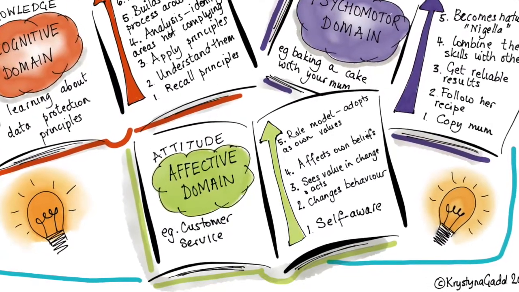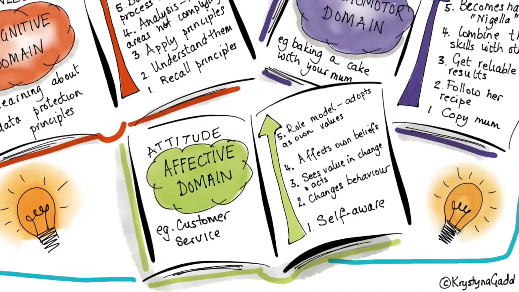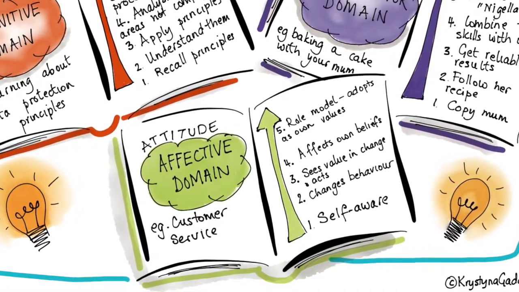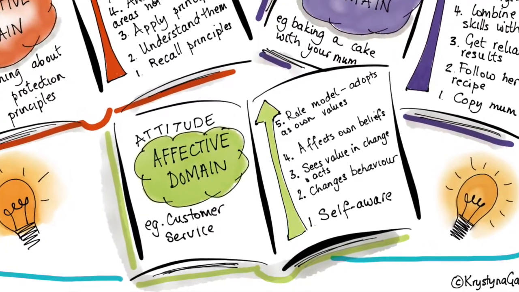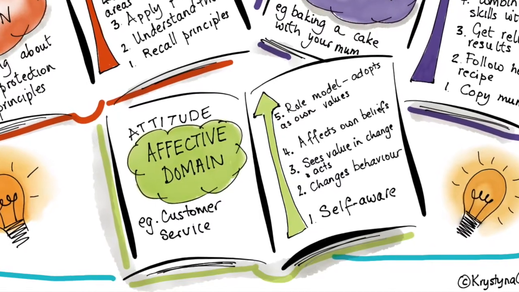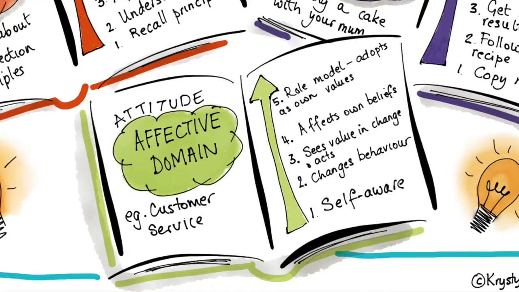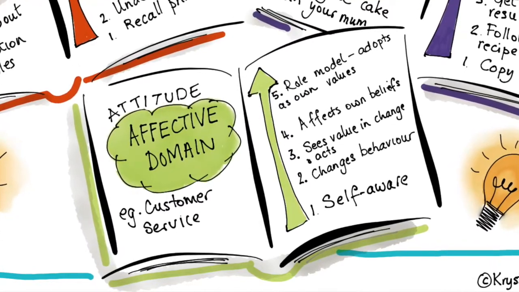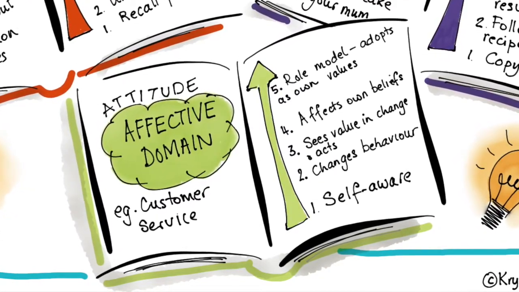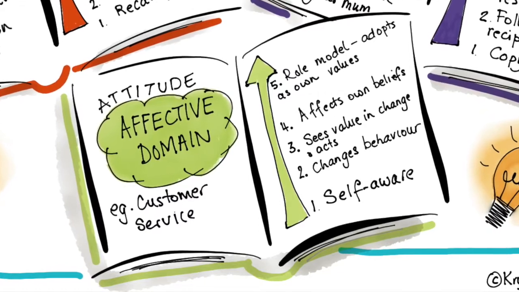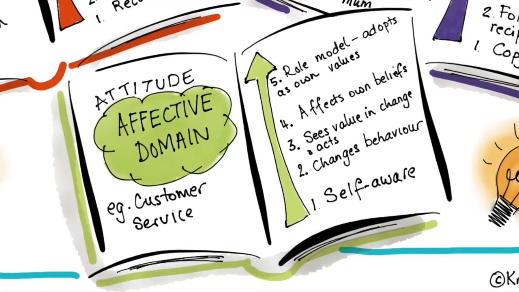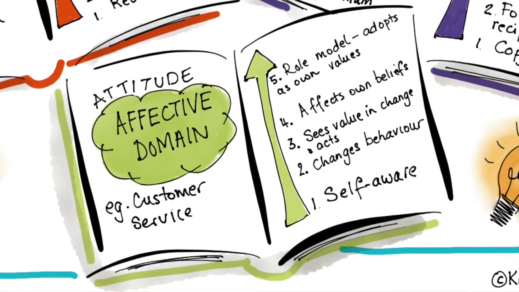At the fourth level, it starts to affect their own beliefs. They start to live out those behaviours. And finally, at the top level, level number 5, they become a role model. So you would expect somebody who is senior within an organisation to be at that level, role modelling great behaviour.